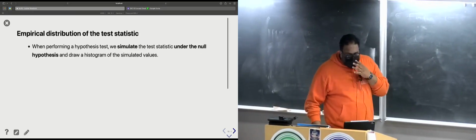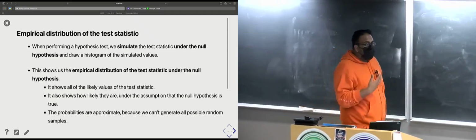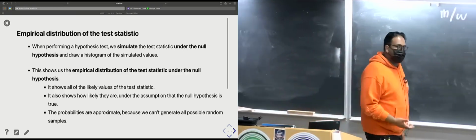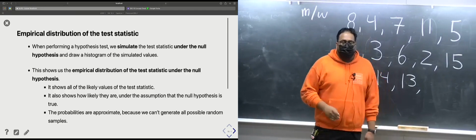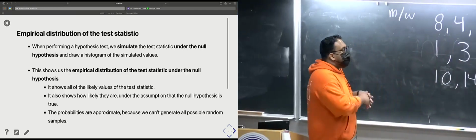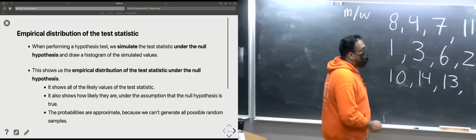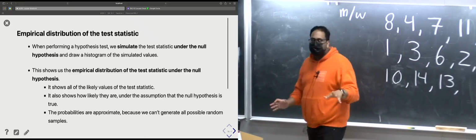Okay, so let's put this all together now, right? We simulate our test statistics under the assumption that the null hypothesis is true. So we might run, say, 10,000 experiments. Each one of those experiments will give us one test statistic. So we might get 10,000 test statistics. And those 10,000 test statistics constitute the empirical distribution of the test statistic, right?